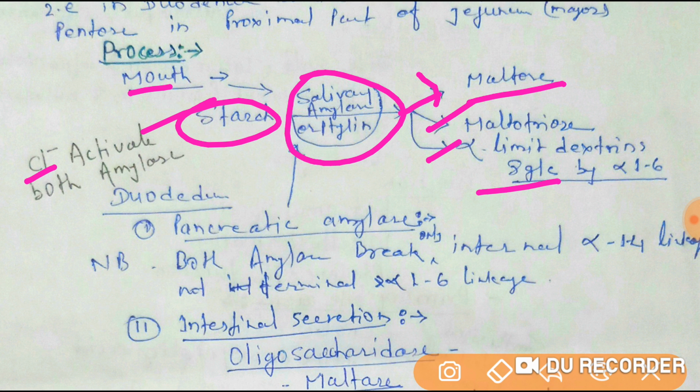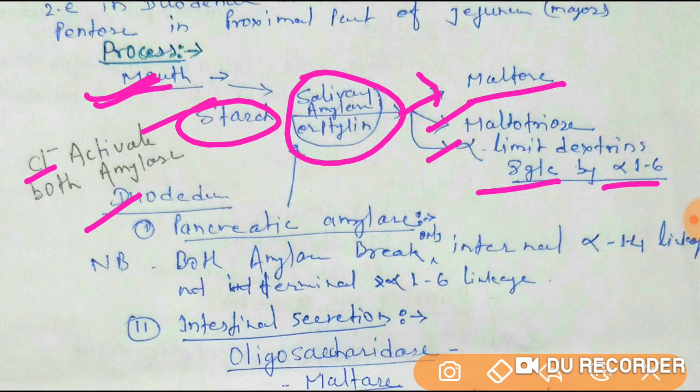This includes 8 glucose molecules which are bound by alpha-1,6 linkage. Here in the mouth, I have told the digestion of starch. Then after, the duodenum. The stomach has no digestive enzyme for the digestion of carbohydrate, so it is spared.